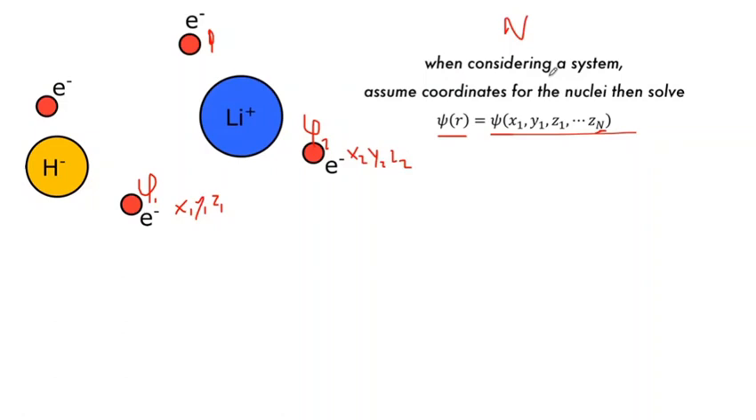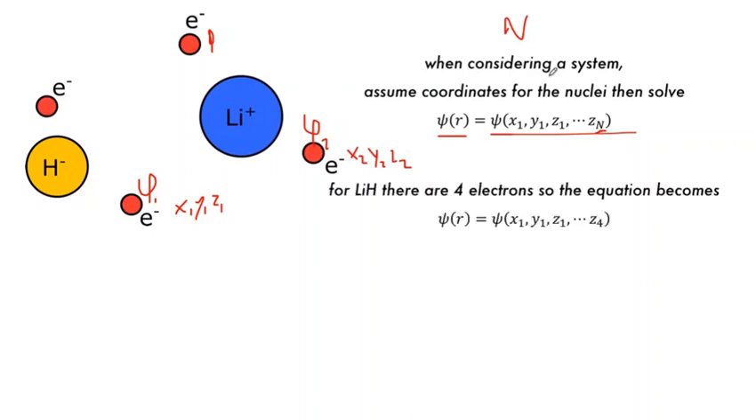So we have an n body system, which means we have, in this case, 4 electrons. Now remember, we have separated out our nuclear motion, so we're only considering electrons at this point. So for lithium hydride, there are 4 electrons, so the equation becomes something like this, up to where n is now 4, because our n body system is 4 electrons in this case.